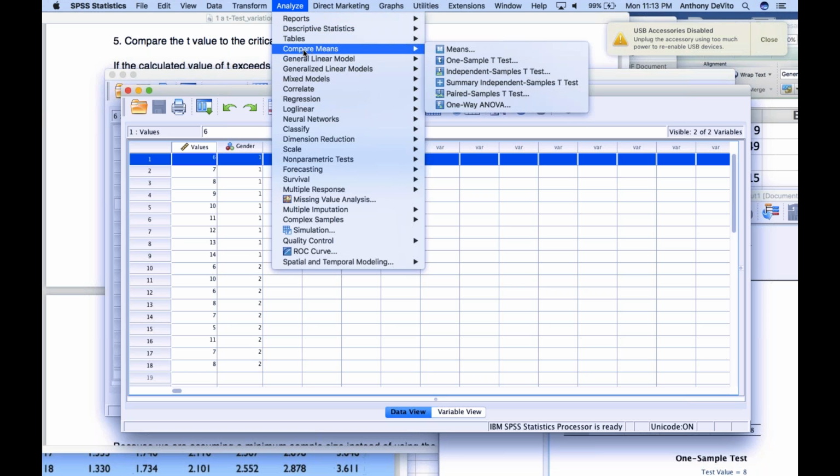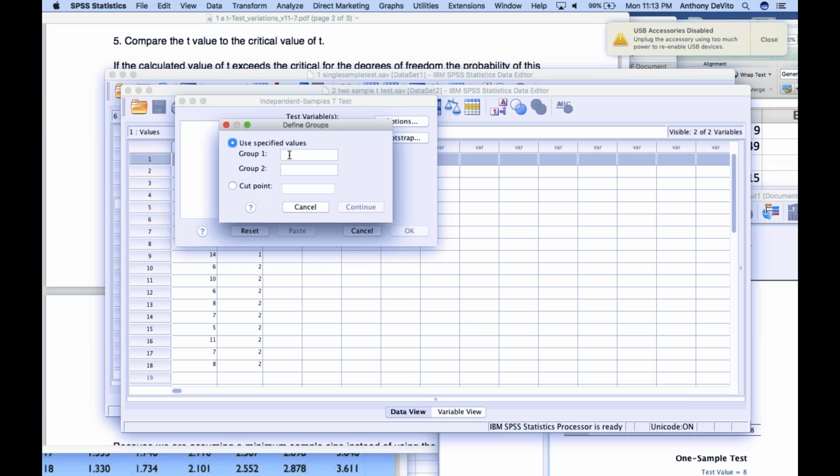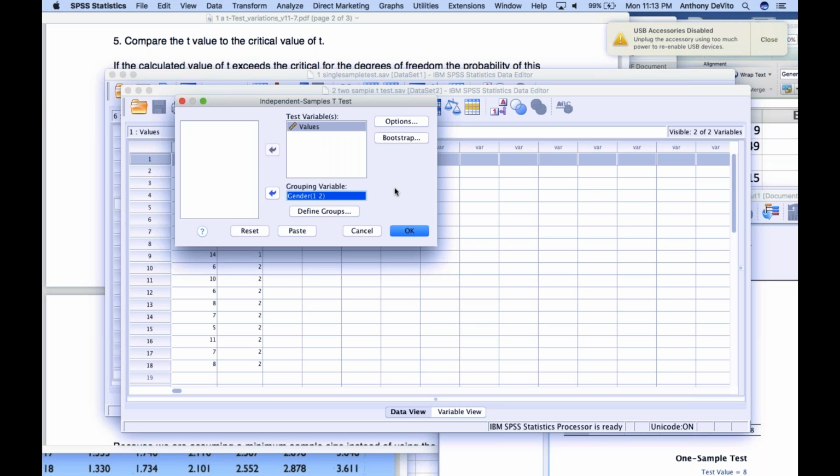Analyze, compare the means of these two groups, independent samples t-test. Okay, what are the values? The values are the actual numbers, and the grouping variable is gender. Now it's going to ask me to define the groups, and 1 and 2 represent the two groups, male and female. You have to tell SPSS about that. And I'm going to make sure it's 95% coverage. Okay, I'm going to click OK.